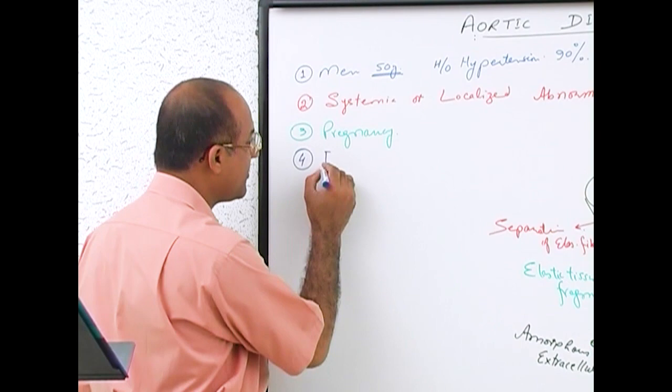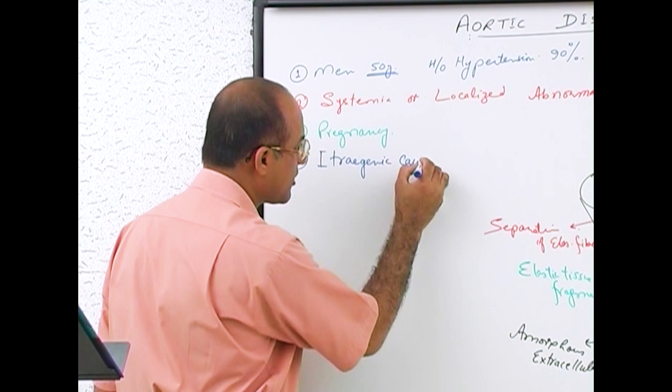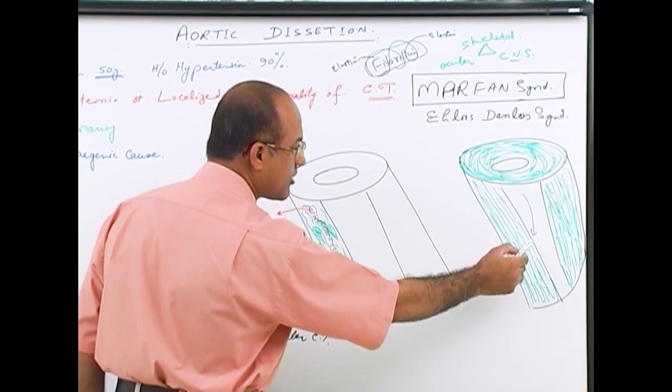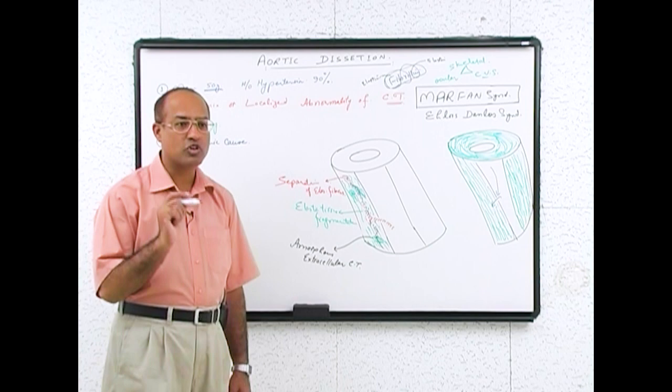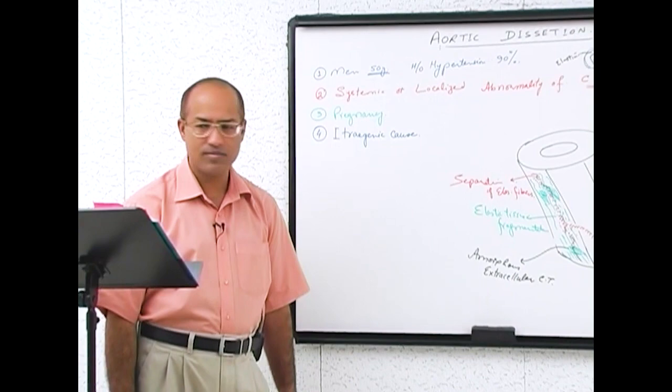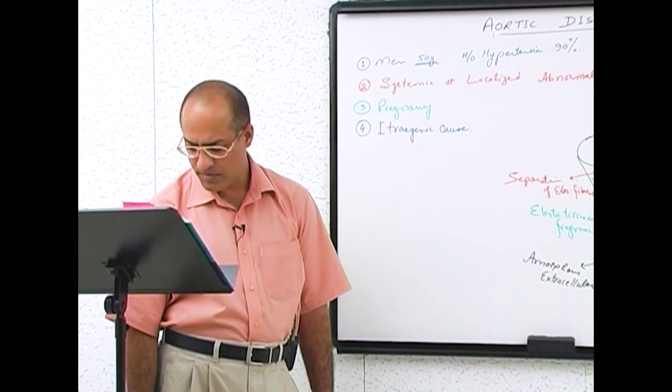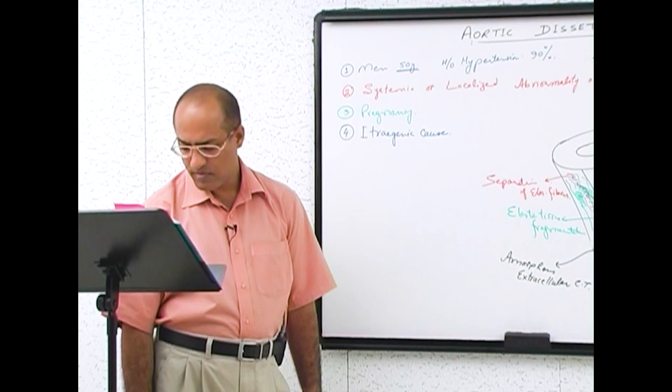Iatrogenic cause. For example, you have catheterized someone's aorta and the tip of the catheter is wrongly, repeatedly pushed against the intima or media. Is that right? So you can say catheter-induced trauma may lead to predisposition for dissection of the aorta. Am I clear? Right? This dissection is induced by the trauma, by the catheter.